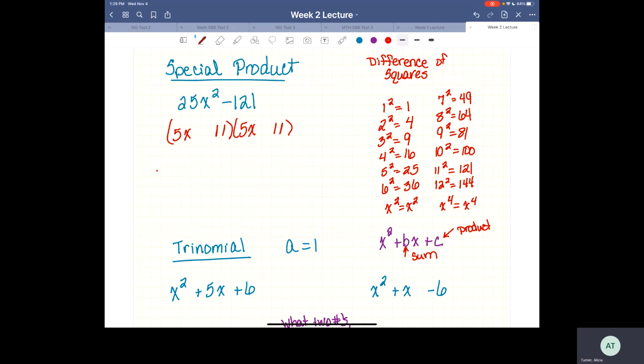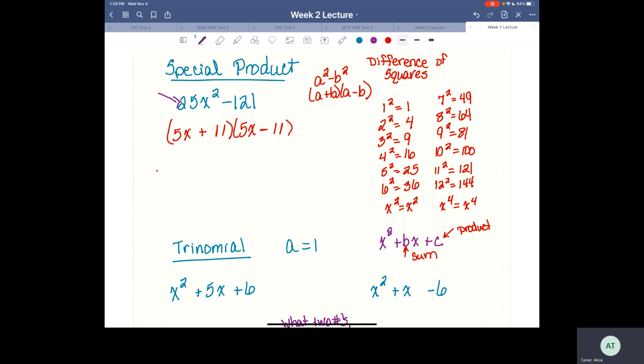Okay, now the special product, the difference of perfect squares, factors to your square root of your first term plus the square root of your second term times the square root of your first term minus the square root of your second term. Okay, so I have a squared minus b squared, and that factors to a plus b and a minus b. Now, there's a couple things that I want you to realize.